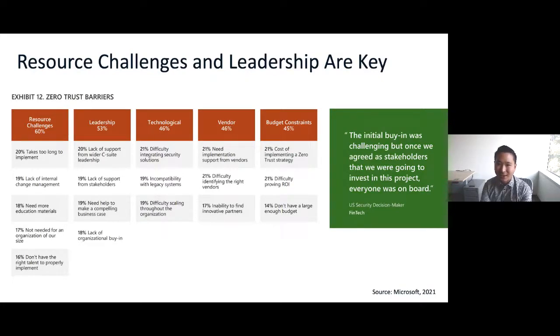It might sound simple, but getting everybody across the organization to buy in is really the key, right? And when I talk about resource challenges here, it's really about how the team has the right software, the right tools, the right processes, and change management in place to drive towards zero trust.